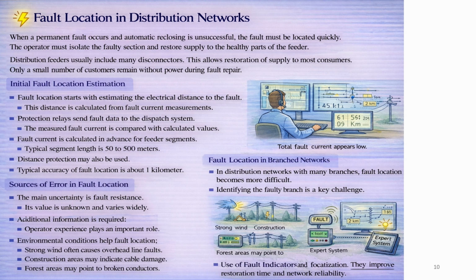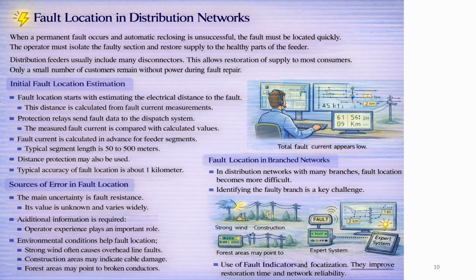In distribution networks with many branches, fault location becomes more difficult. Identifying the faulted branches is the key challenge. Additional information is required. Operator experience plays an important role. Environmental conditions help fault location.